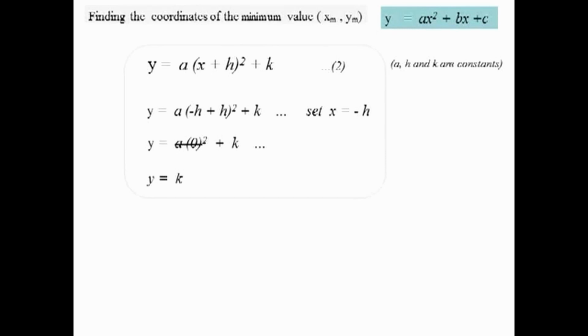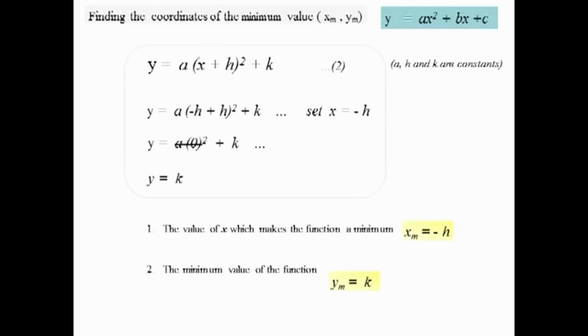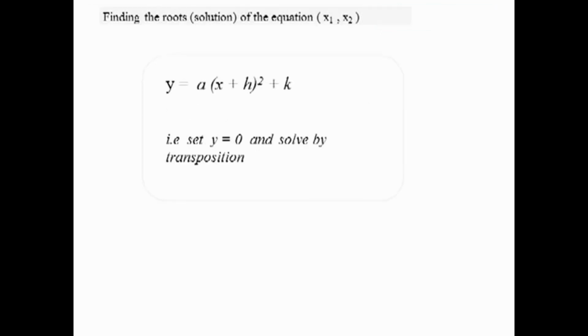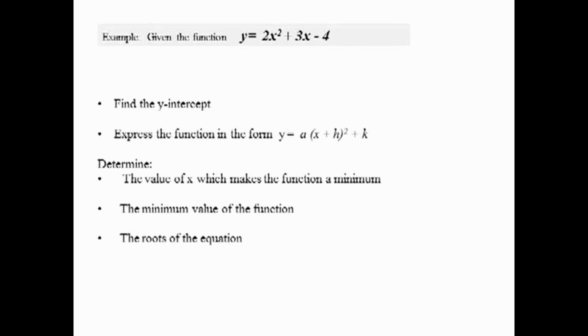So at once we see that at a certain value of x, and that is when x is equal to minus h, the term in bracket disappears and the value of y takes on its smallest or its minimum value. And in this case, we note then that the value of x which causes the function to be a minimum is when the value is equal to minus h. We will denote that value as shown before by xm, and the minimum value of the function ym is when that function is equal to k. Now to find the roots of the equation, we merely need to set y to 0 and solve the equation by transposition. Let us look at a typical example.